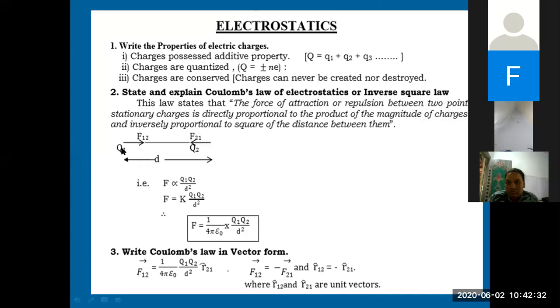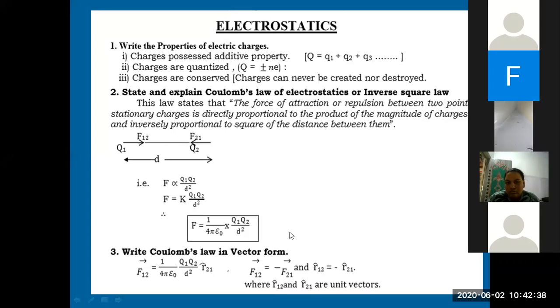If you consider two charges, Q1 and Q2, and they are separated by a distance of D. So F should be directly proportional to the product Q1 and Q2, and it should be inversely proportional to the square of the distance. What is the distance here? It is D. Square of the distance means D square. Because it is inversely proportional, I'm writing it down in the denominator. So this is your mathematical form. F is proportional to Q1 Q2 divided by D square.